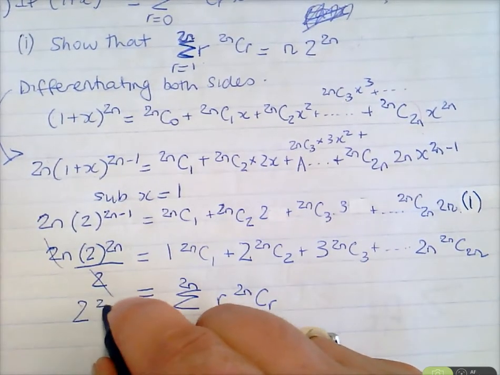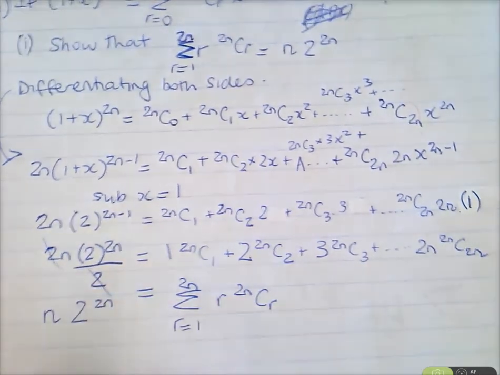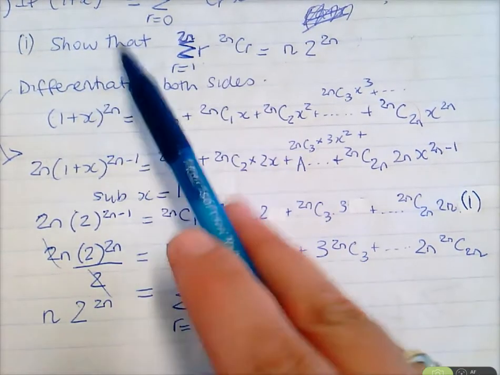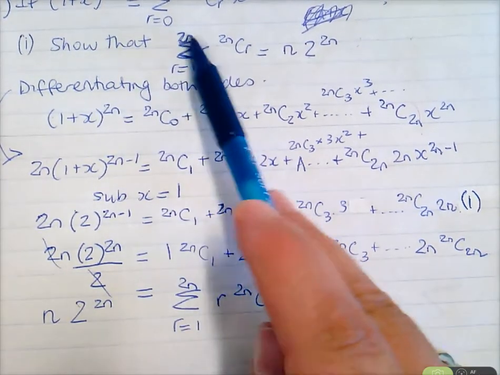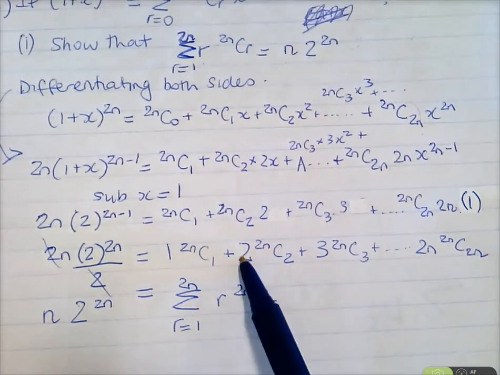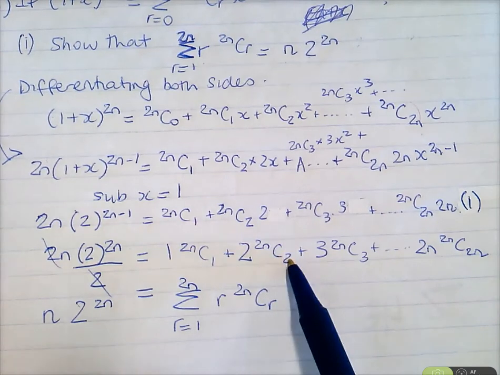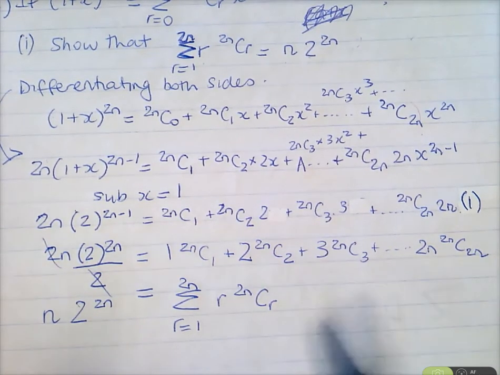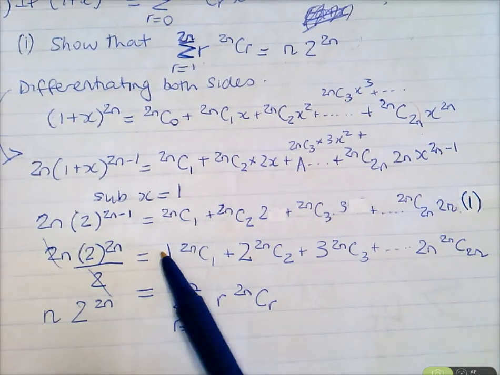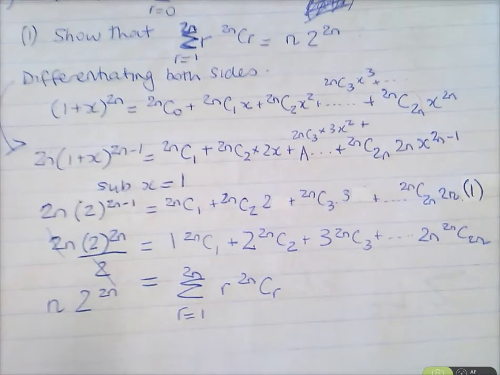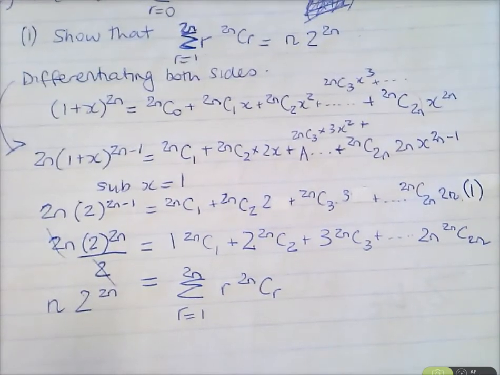Because in this question, they didn't call it k, they called it r. So they're saying show that sum from r is 1 to 2n of r times 2nCr. You do have that in that format. That is r times 2nCr. All the way from r is 1 to r is 2n. I'll just pause that.